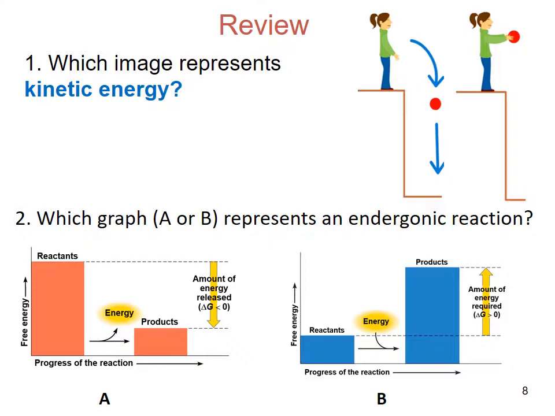So let's look at the second question. In the second question, we've got two different series of graphs. And we wonder which one is representing an endergonic reaction. In the first series, we've got our reactants, and then we're releasing energy and we get our products. In the second graph set, we've got our reactants, and then to get our products we have to add energy in. So with that in mind, the second one, or B, is the endergonic reaction.